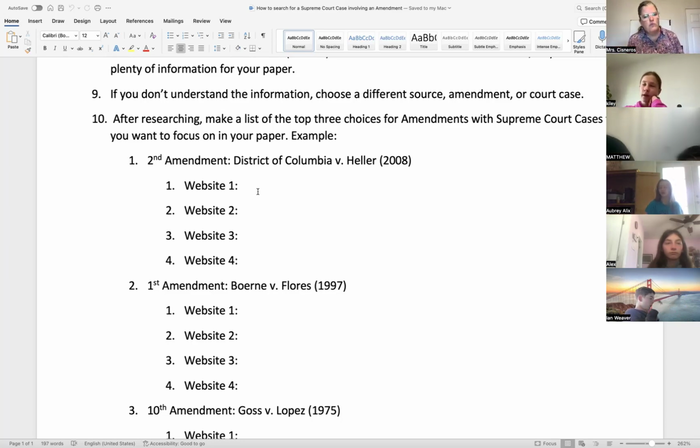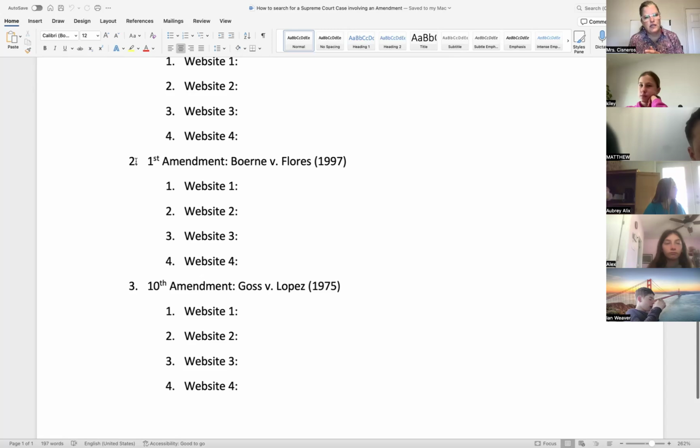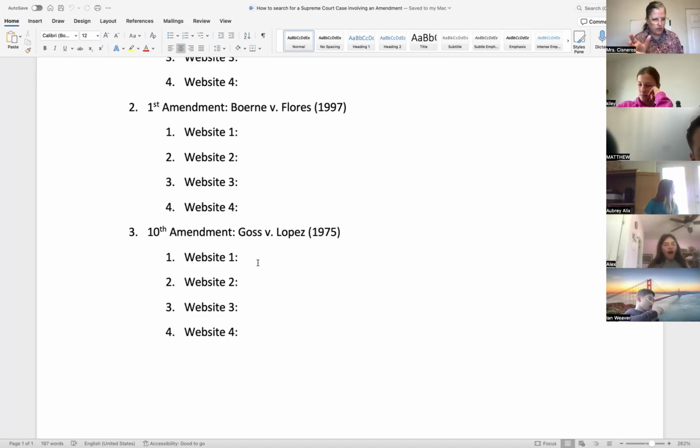And then you're just going to cut and paste your address to the website. That's your homework. You're going to do that for 3 different amendments. So here's my second pick, the First Amendment, Bourne v. Flores. And then I'm going to find websites, 2 for Bourne's side and 2 for Flores's side, and list those websites here. They're going to be the actual address of the website. And then let's say my third pick was the 10th Amendment, Goss v. Lopez, 1975. And I'm going to pick 2 websites that focus on Goss's side and 2 websites that focus on Lopez's side. So you're gathering websites.